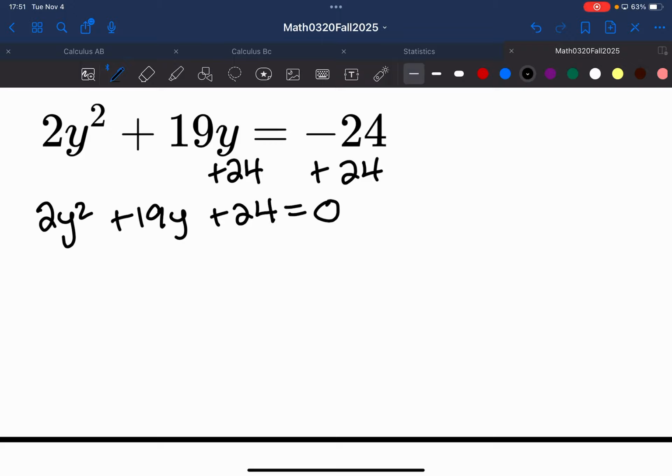Okay, so now that I have it in standard form, I'm going to label my A, B, and C. What is A? 2. Okay, B? Good, and C? Perfect. So then when I factor this, I'm going to do A times C, which is 48, and then bring over my B value. So I need two numbers that multiply to 48 but add to 19.